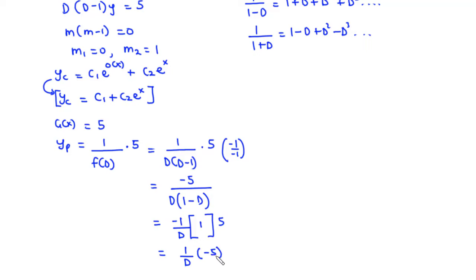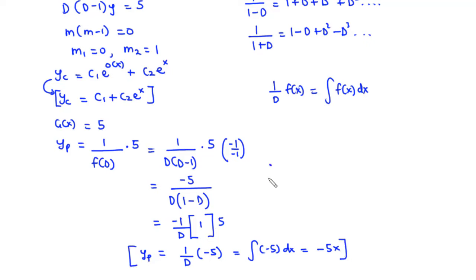Now in the first lesson on d operators with regards to first order linear differential equations, we said that if you have 1 over d of a function f of x, then basically that is equal to the integral of the function f of x with respect to x. So in that same case, we are going to have this to be the integral of negative 5 dx, and that is simply negative 5x. So that is yp. Notice that we ignore the constant of integration, so we have negative 5x.